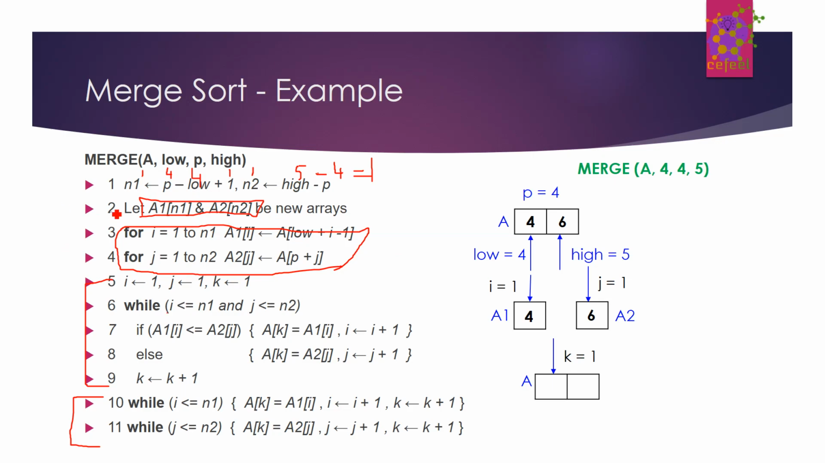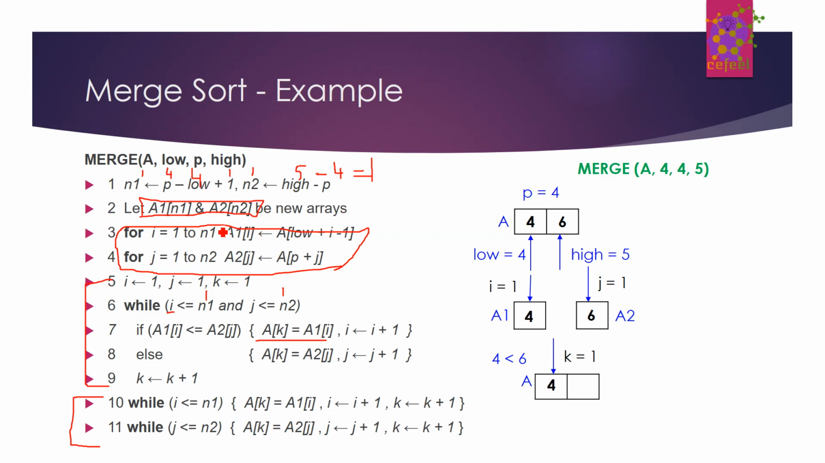Now there we check I is less than N1 and J is less than N2. Notice both are 1, and in fact I is also 1, J is also 1, so the while condition will succeed. And we go inside to step 7, where we compare A1I and A2J, if A1I is less than A2J. Now see what happens. 4 is less than 6. Hence we go to the first if condition, we copy AK equals AI, which means we just copy the smaller element of the two, 4, to the first element.